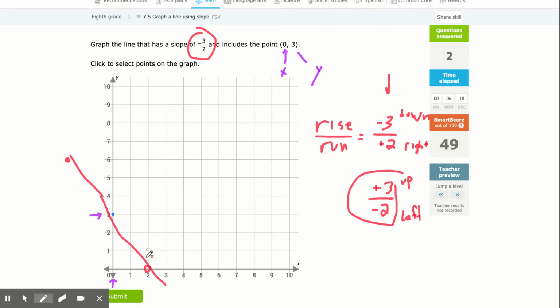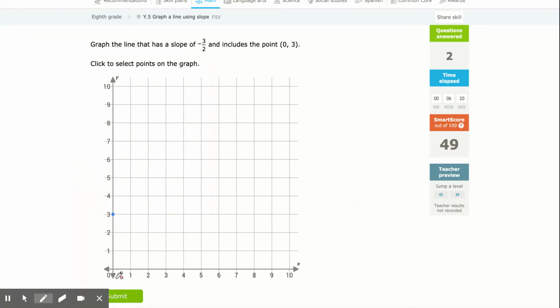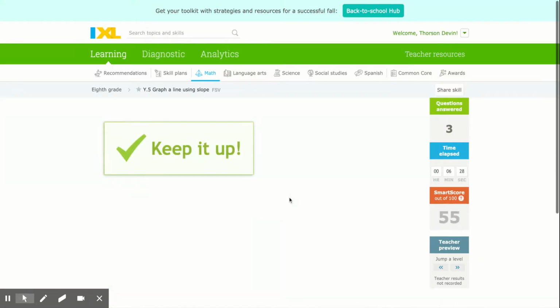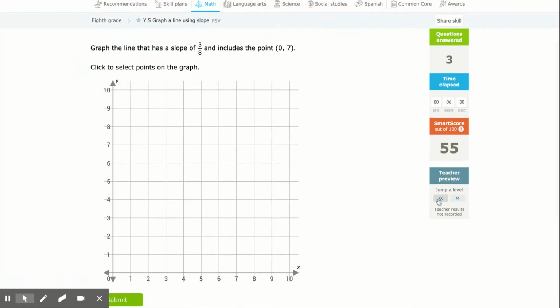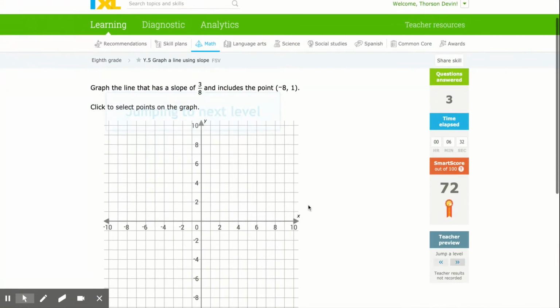But I'm going to use this point down here. I'm going to delete all that now. I'm going to do the down 3 and right 2 and graph that line. I want to do another one of those, so I want to make sure that you're comfortable doing it. Pause.